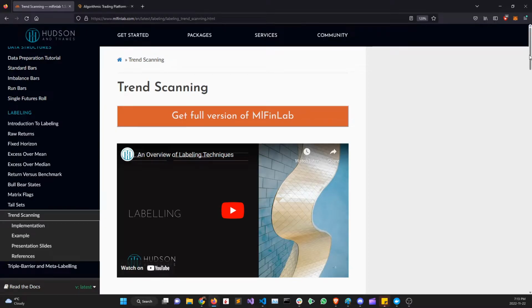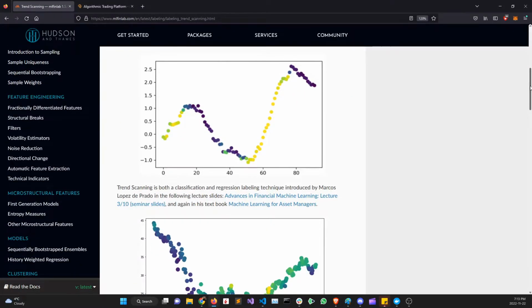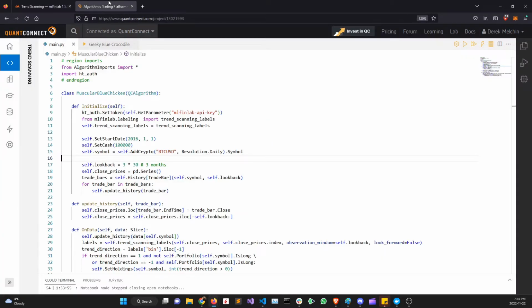In the algorithm I want to show you today, I use this Python library called mlfinlab. This library implements trend scanning, which is a labeling technique to determine if the market is currently in an uptrend, no trend, or downtrend regime. This labeling technique was introduced by Marcos Lopez de Prado, and you can learn more about it in his book here. But here's the code of the algorithm.